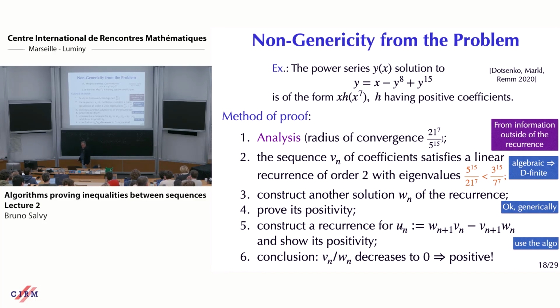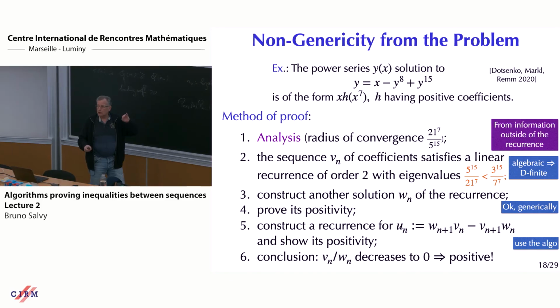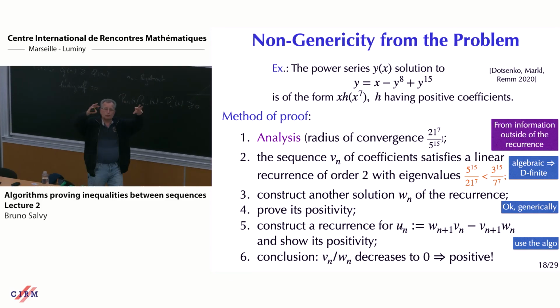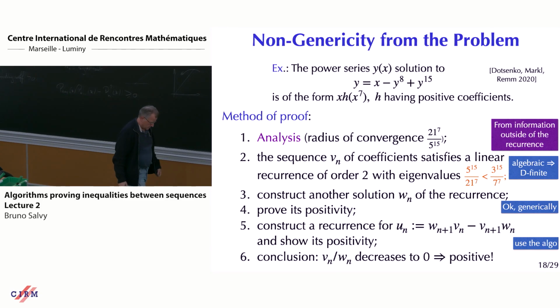So what do you do? First, you pick random positive initial conditions, and you construct a new sequence. It will behave generically, so it will be positive, and that you can prove automatically. So you have this new positive sequence Wn. Then you construct, by closure property, a recurrence for this sequence, Wn plus 1 Vn minus Vn plus 1 Wn. Remember I showed you yesterday that you can construct recurrences. Okay.